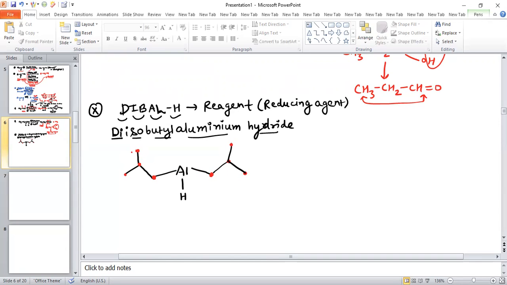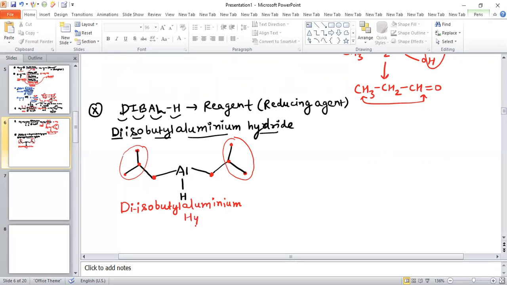So four carbons are there, and also there is an iso group. So we call this compound diisobutyl, because two isobutyl groups are there, therefore it is di. And an isobutyl group is there, therefore it is diisobutyl. And on aluminium a hydride group is also there, so this is diisobutyl aluminium hydride.